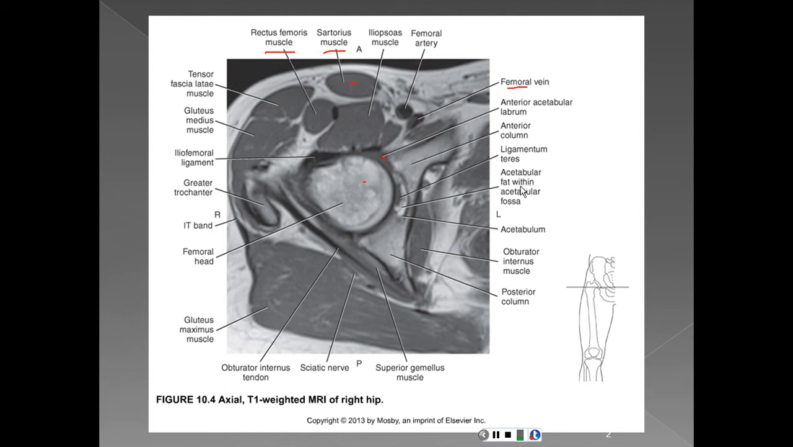We even see acetabular fat within the acetabular fossa. So you're going to have some high signal fat inside of the fossa there. This is the acetabulum, this is the fossa of the acetabulum. So it's normal to see some fat in there. The obturator internus muscle, we talked about that one extensively in the pelvis.